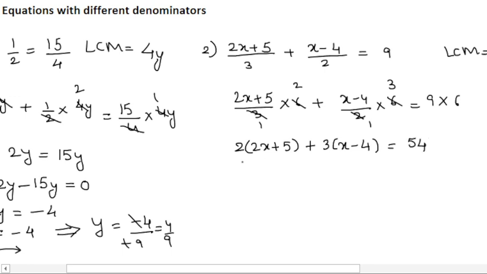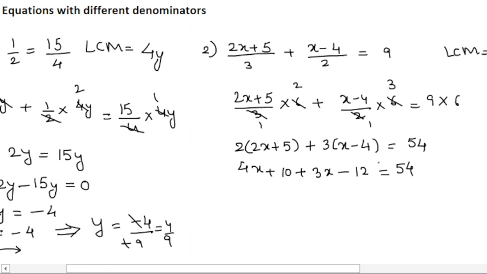I expand the bracket now. So 2 times 2x, 4x, plus 2 times 5, 10, plus 3 times x, 3x. And then we are multiplying positive 3 with negative 4. So positive into negative is negative. 3 times 4 is 12. So basically when you multiply two numbers with opposite signs, the product is always a negative number.